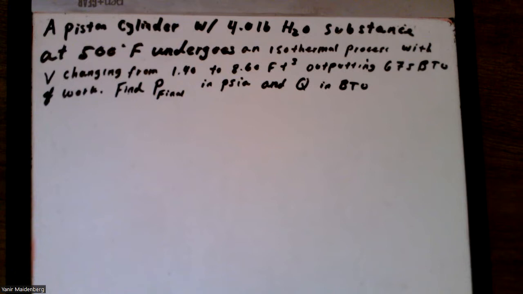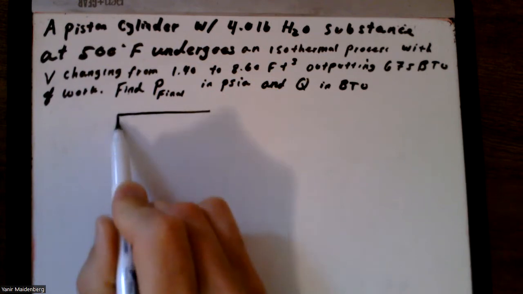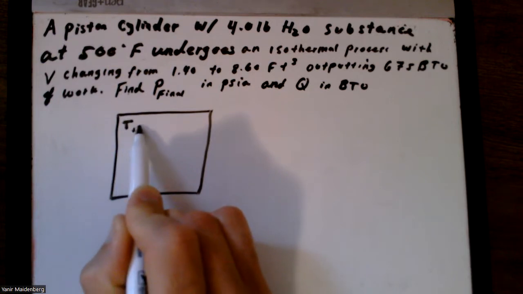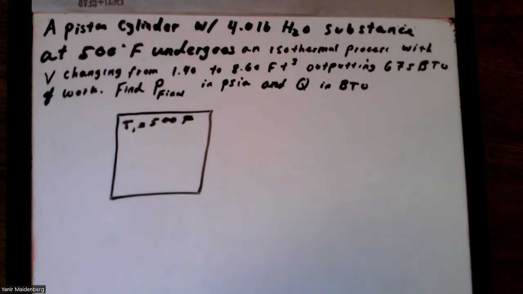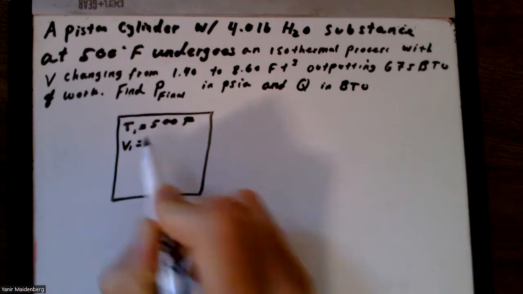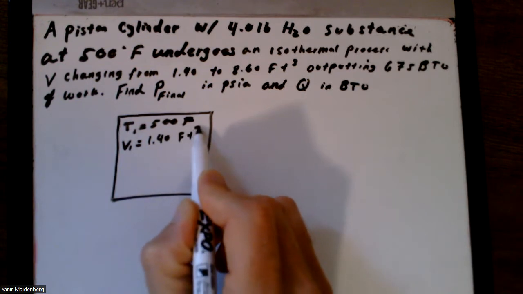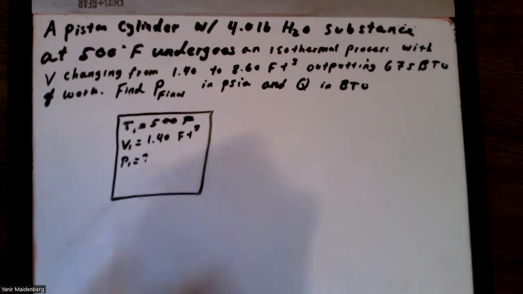Okay, so let's sketch out real quick what's happening here. We have two states. We have state 1. In state 1, we know the temperature is 500 Fahrenheit. We also know the volume, V1, is 1.4 feet cubed. We don't know the pressure. We probably should find out. We don't know the U, we don't know the H, we don't know any of that.